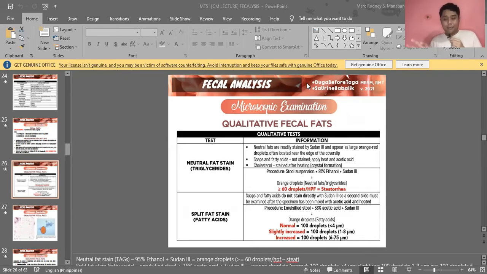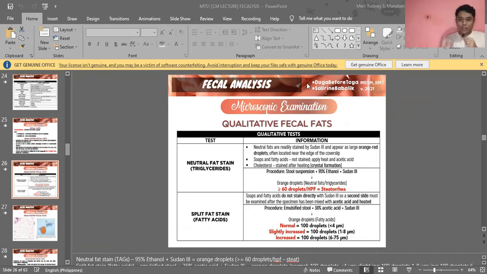But take note also that there are other fats that may be found in patients with steatorrhea, and again, these cannot be stained by the neutral fat stain. That's why we have to perform, on a second slide, the split fat stain to detect the fatty acids. So what do you mean by split fat? What you do first is heat the sample. Basically you're saying you split it, you open it, so that it can be stained. So your procedure: emulsified stool plus 36% acetic acid this time, and Sudan 3, and please take note, you heat it, all right? And then you look for the orange droplets.